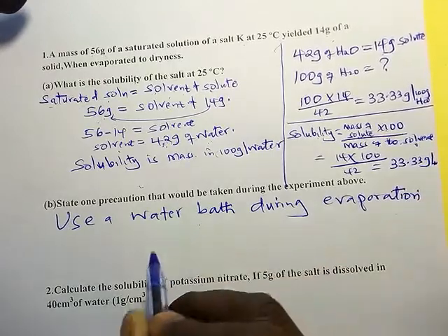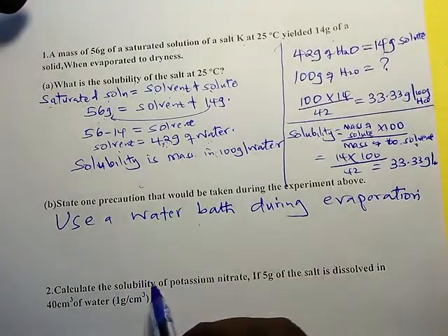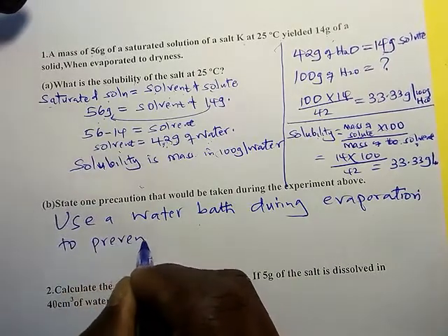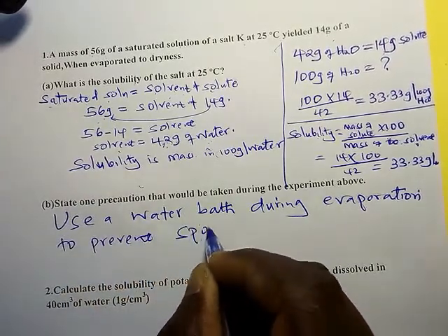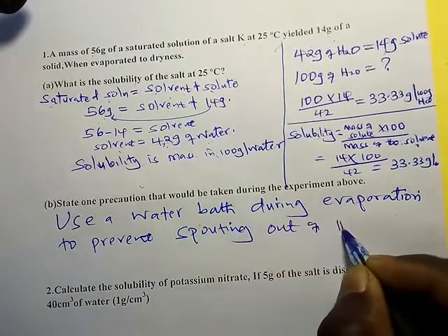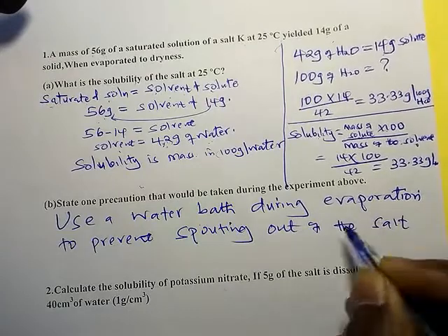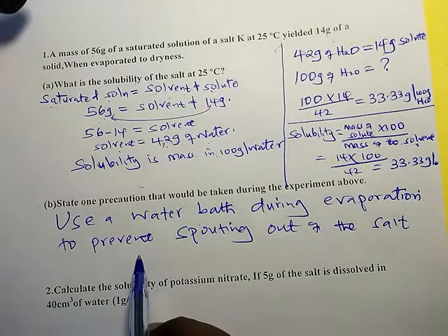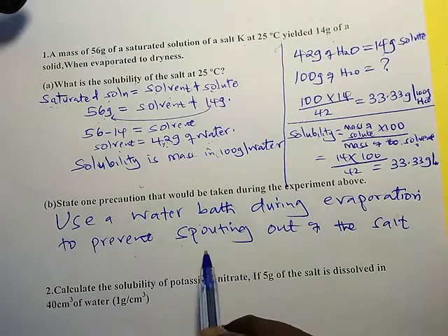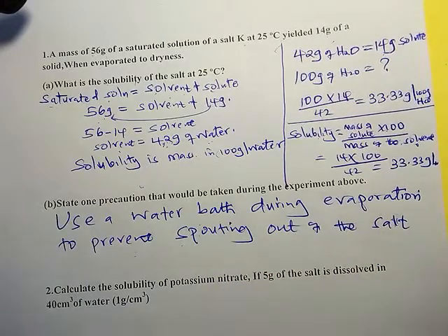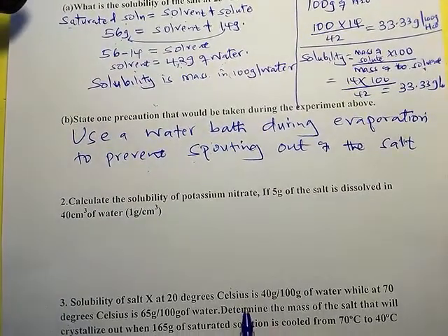Why do we use the water bath? It is to prevent spouting out of the salt. Spouting out is when it forms crystals, it will start jumping out. That is what we call spouting out. It will jump out, therefore we call it spouting out of the salt. So that's the precaution. Let us go to another question, question 2.